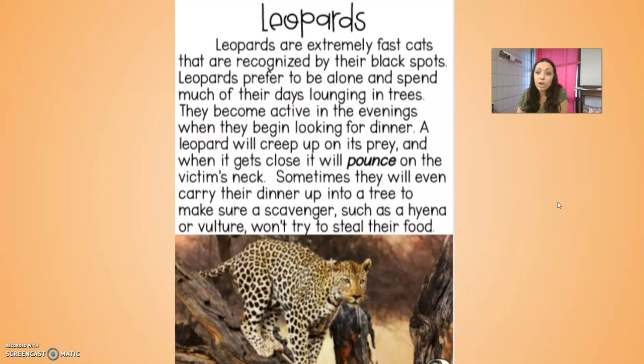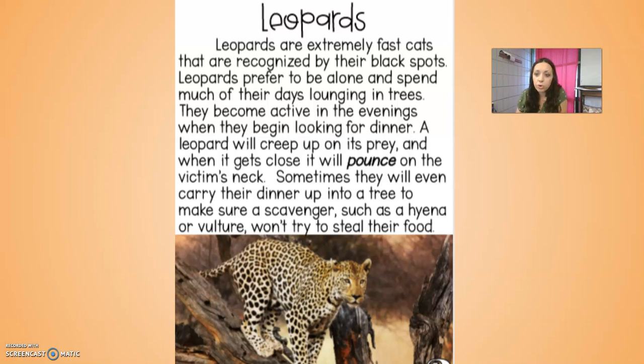Leopards. Leopards are extremely fast cats that are recognized by their black spots. Leopards prefer to be alone and spend much of their days lounging in trees. So they're kind of like the honey badger, where they live in that word, remember, solitary. They like to be alone. They become active in the evenings when they begin looking for dinner.